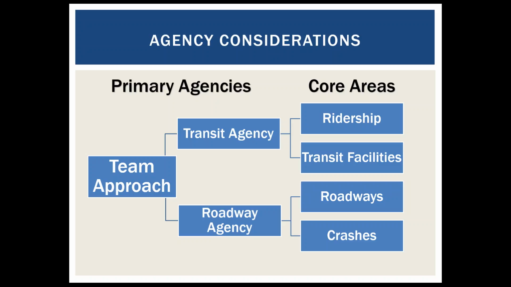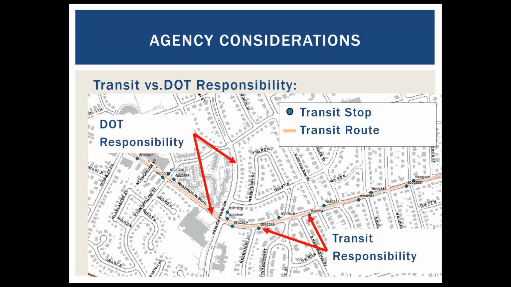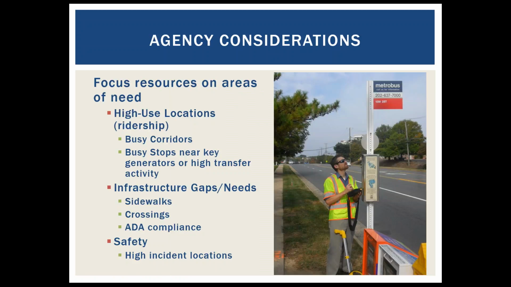For the transit agency it's ridership and the placement of transit facilities, and for the road agency, the roadways, and of course ensuring that there are no crashes on the roadways as well. So you can see in this example where the crossover between the responsibilities of the DOT and transit is: the DOT has responsibility for the roadways and the transit agency for the stops, and there's that shared responsibility often in locating those facilities.